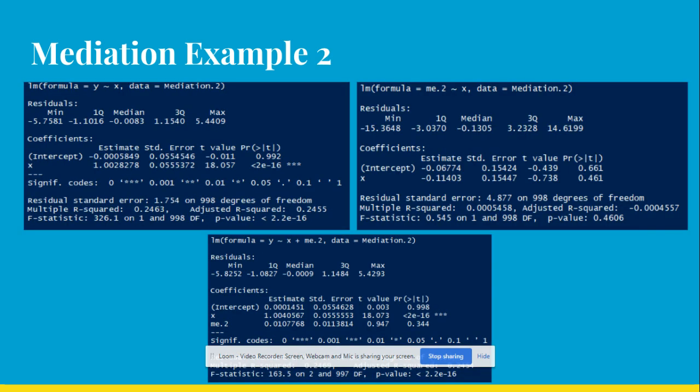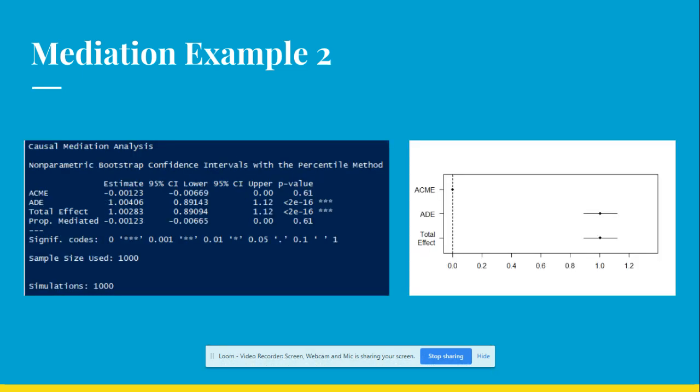When you look at example 2, there is not a significant relationship between the mediator and X, and it didn't seem to be a significant predictor of Y. And the bootstrapping results seem to support these findings, with the CME having a narrow confidence interval near zero.